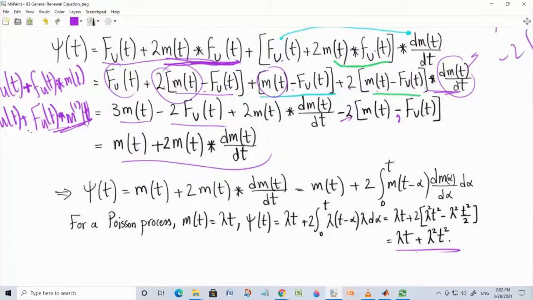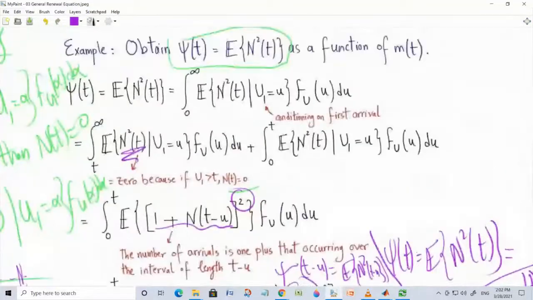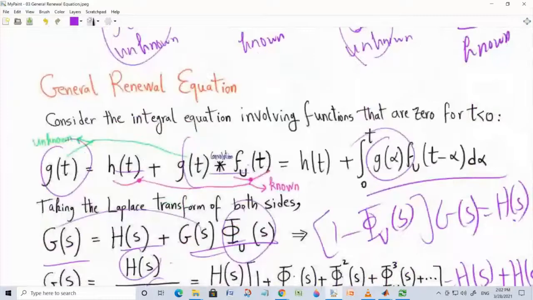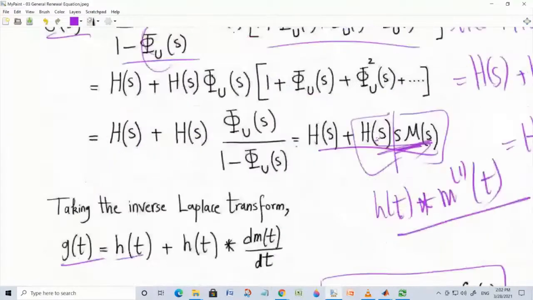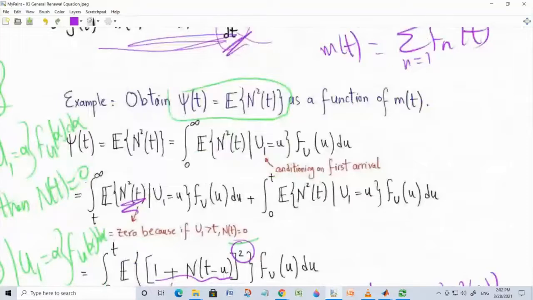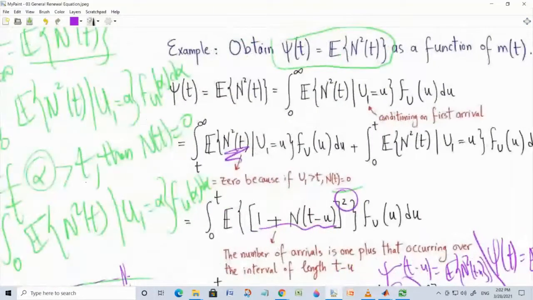Check that you get what you expect, like in the Poisson process. The general renewal equation is something that, once you get an integral equation of this general form, you just use the result directly. You do not need to rederive what is going on. You don't need to take the Laplace transform and do the tricks that we did above.